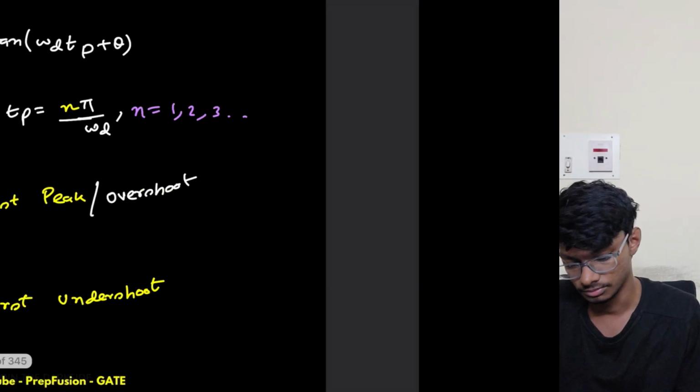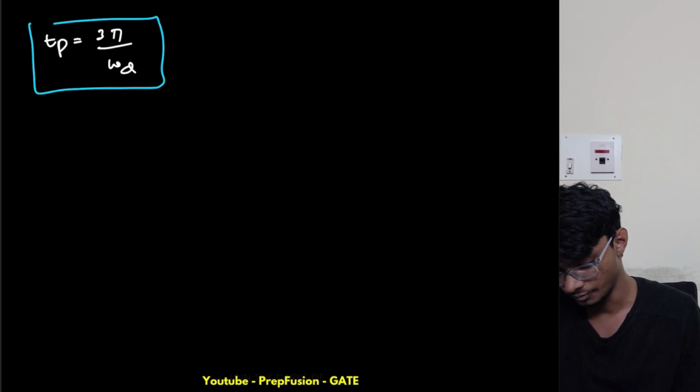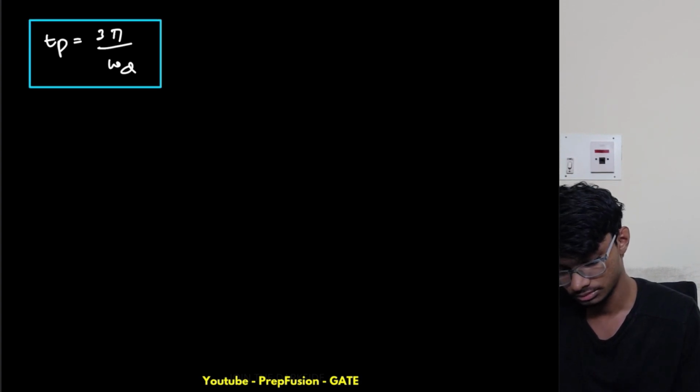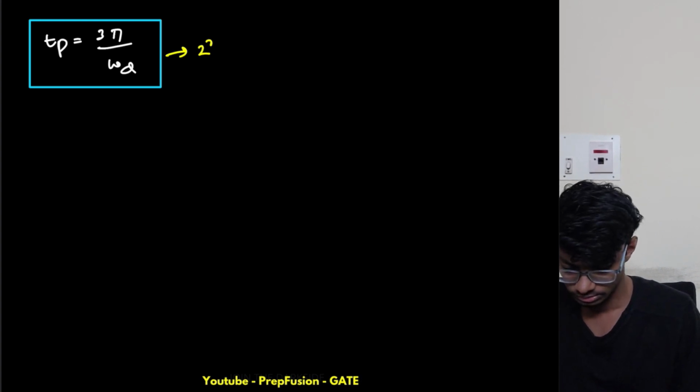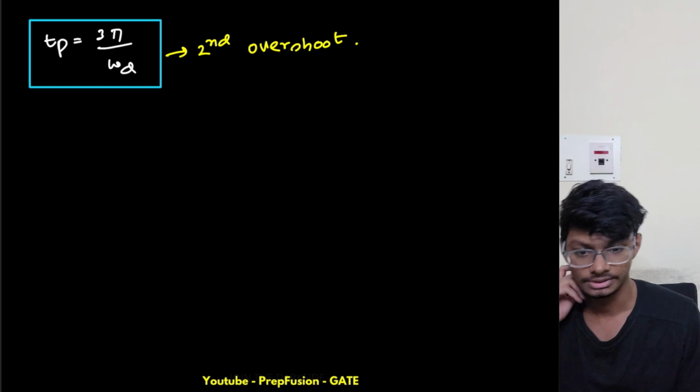Then I will do one more example. tp equals 3 pi by omega d. This will be my second overshoot, right? Second overshoot. So this is basically what this is.